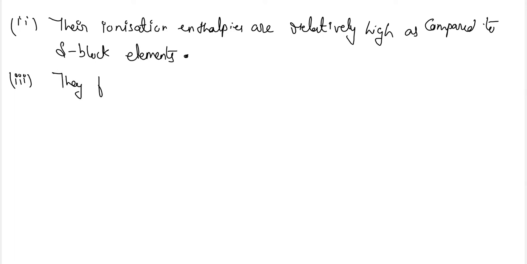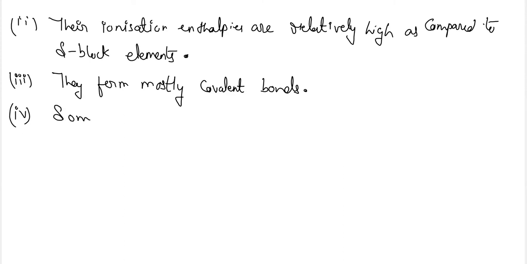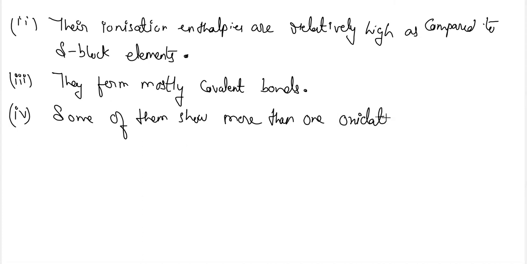They form mostly covalent bonds. They have the tendency to form covalent bonds, but some of the elements can form ionic bonds also. Some of them show more than one oxidation state in their compounds.